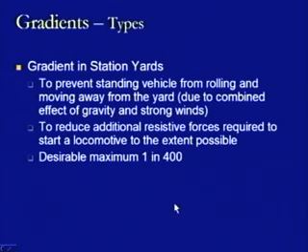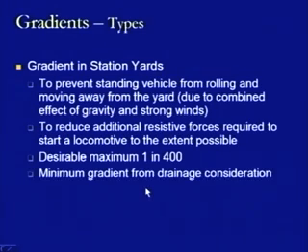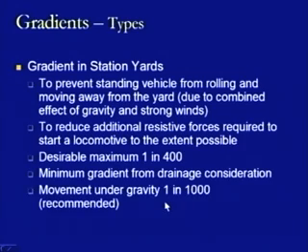Another value to be provided is a minimum value, and this minimum gradient is defined on the basis of drainage considerations, that is, the gradient required to drain off the water, and this value is 1 in 1000. So, in between these two values, the gradient is to be provided in a station yard.